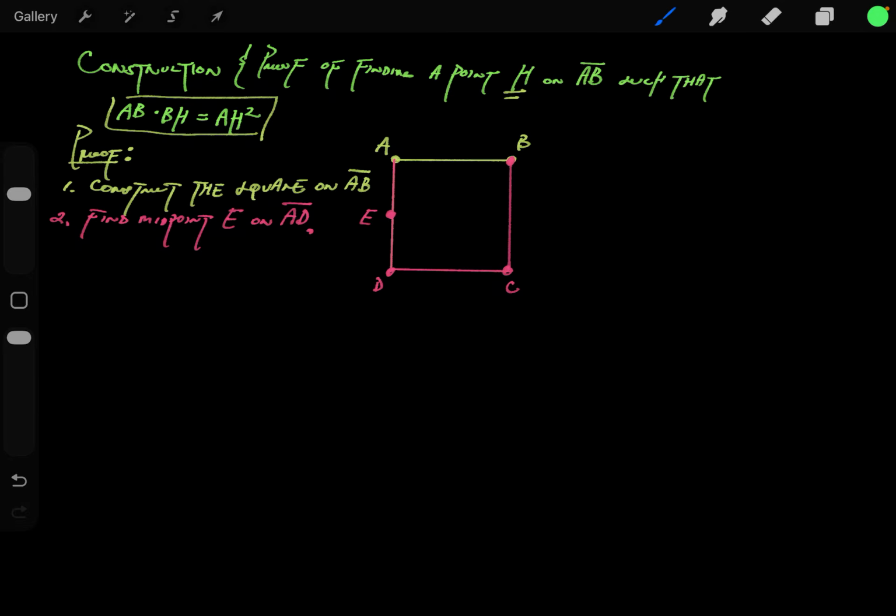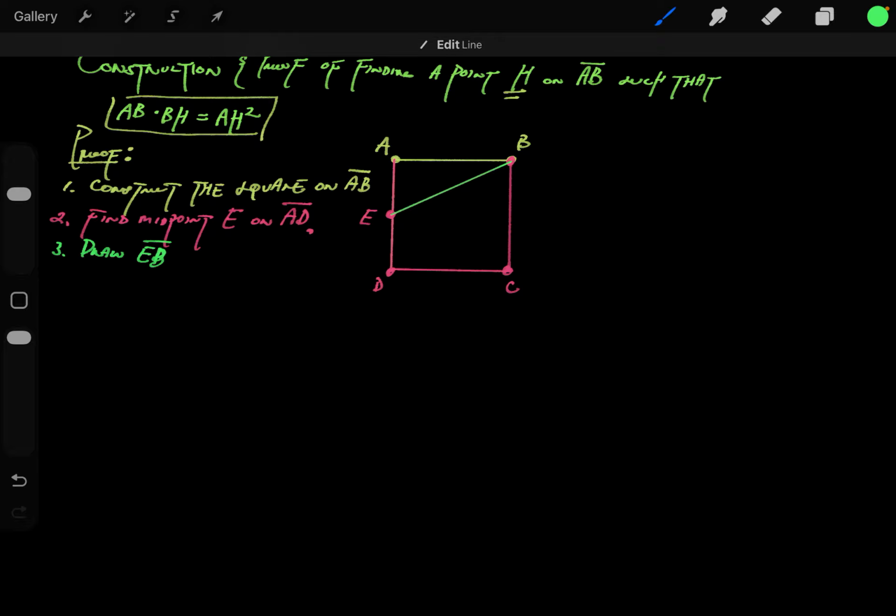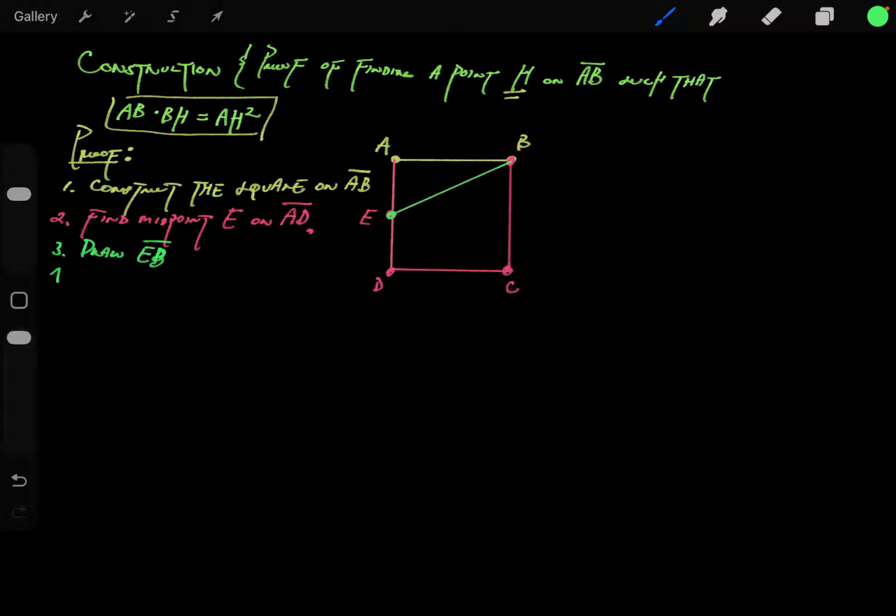Okay, and then now draw ED. EB, sorry, draw EB. And then what you do is draw the circle with center E of radius EB. So now I'm gonna try my best to draw that arc.